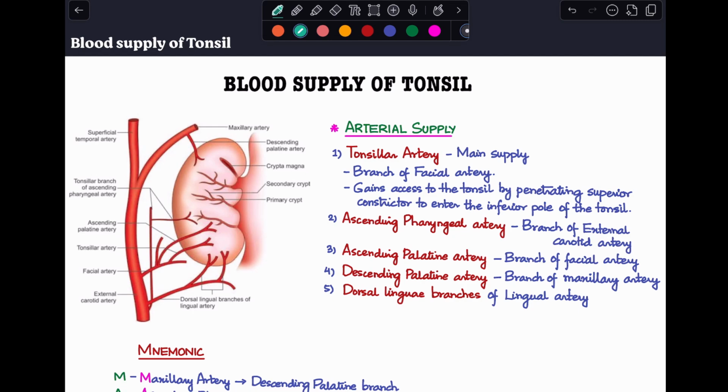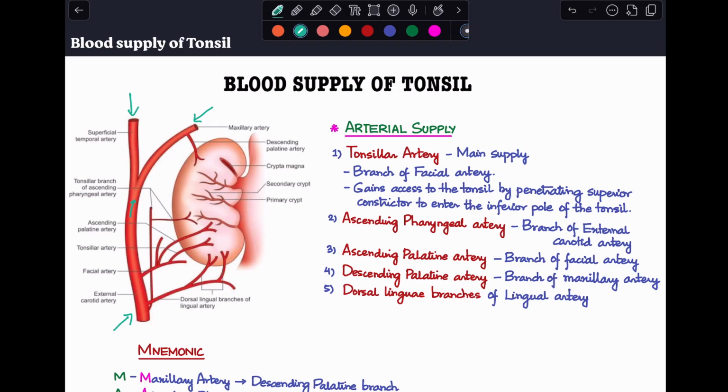Okay, so let's look at the image over here. All the branches of the tonsil come from the external carotid artery. Now let's look at the image here. This here is the external carotid artery, and as it goes upwards, it divides into its two terminal branches, which is the superficial temporal artery and the maxillary artery. Now this external carotid artery will give multiple branches which will eventually go and supply the tonsil.